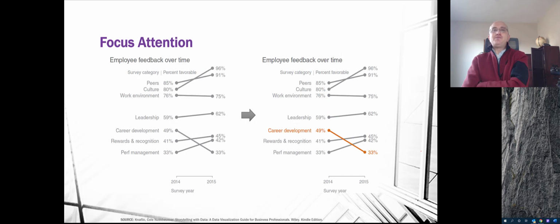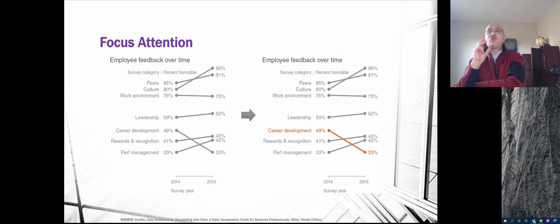Here's another example. You see how on the left everything kind of gets blurred out? It kind of just all blends together. But when we actually make that career development line orange, it stands out, it pops. And then we're kind of pushed to say, well, what's different about career development? Well, let's see, this is employee feedback over time. Well, career development seems to be the only thing between 2014 and 2015 that is going down in percent favorable. So maybe that's the area we need to work on.